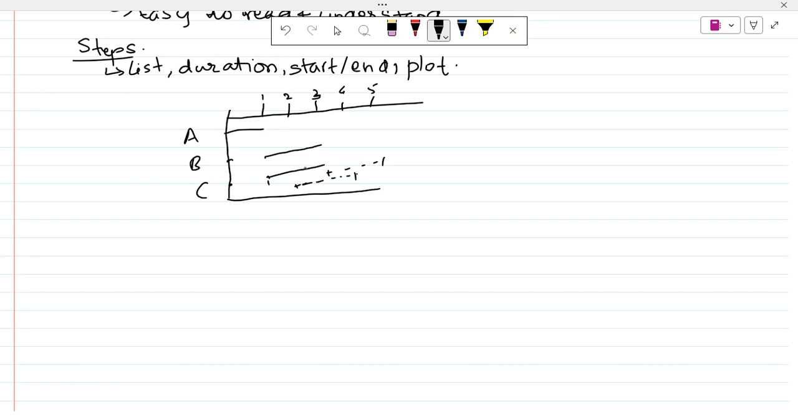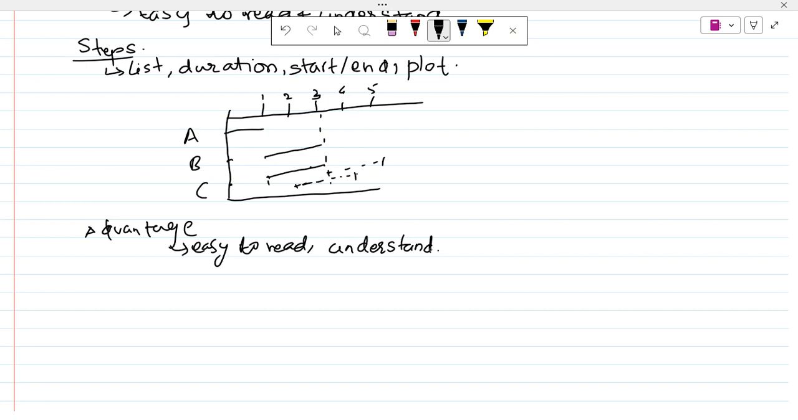Okay, so let's take an example of this. This is not a 5-day project, this is a 3-day project, if it is started there. So you know how the bar chart is generated. What is the advantage of this bar chart? It is easy to read and understand.